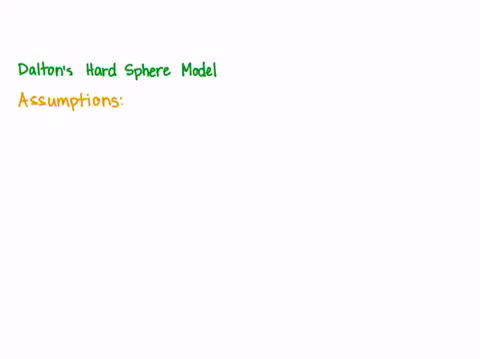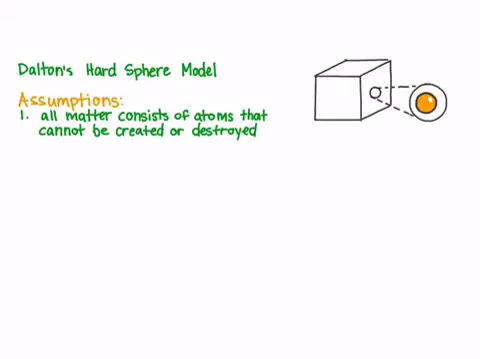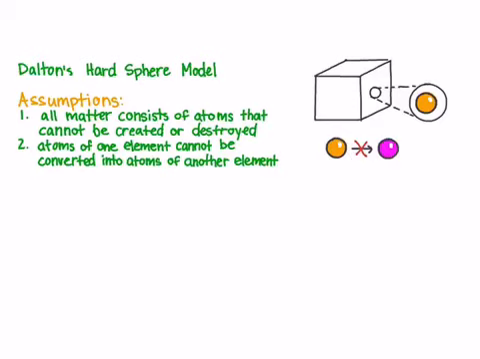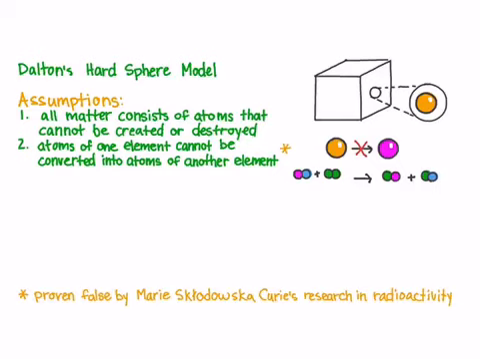His atomic model has 4 basic assumptions. The first is that all matter consists of atoms that cannot be created or destroyed. The second is that atoms of one element cannot be converted into atoms of another element. In chemical reactions, atoms don't change from one element to another. Atoms of the original substance simply recombine to form new substances. This assumption has actually since been proven false due to research in radioactivity pioneered by Mary Skłodowska-Curie, since in radioactive processes, atoms of one element can turn into another.